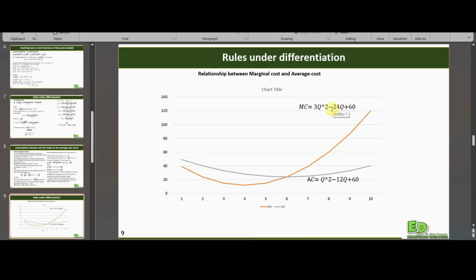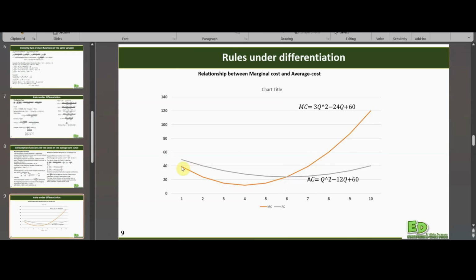So let's go back to these curves. This is the marginal cost function, and this is the average cost function. The orange curve, or orange line, represents the marginal cost curve, which is U-shaped. We can see that initially it decreases, and it reaches a minimum point over here, then it increases sharply to this end.